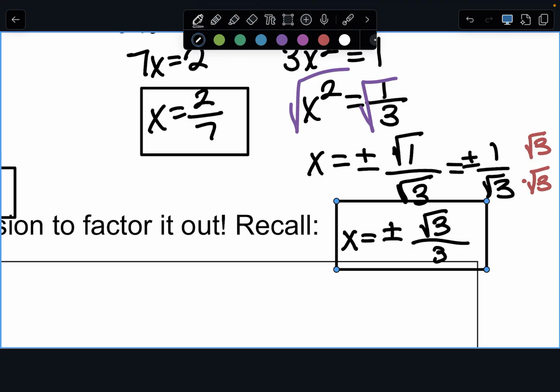So that's my 1, 2, 3 solutions. All of these ones would show up on our graph. This one would just be a really gross decimal.